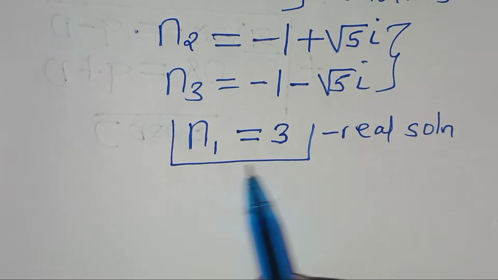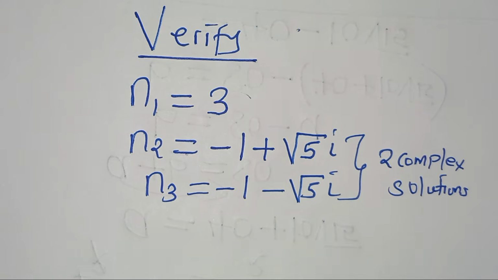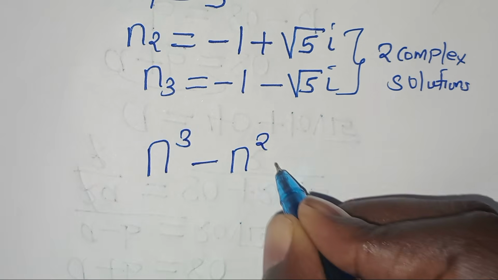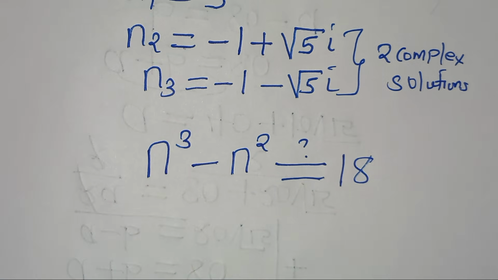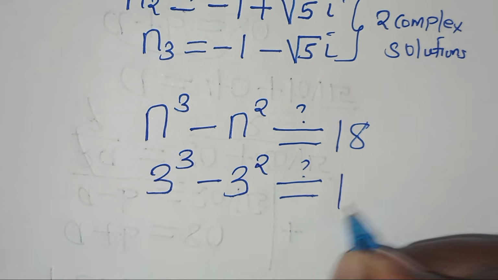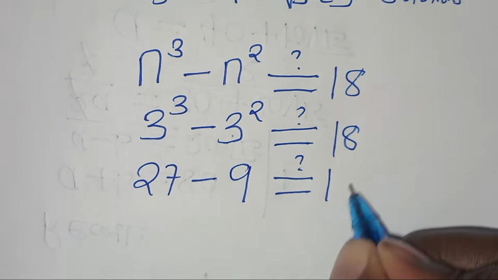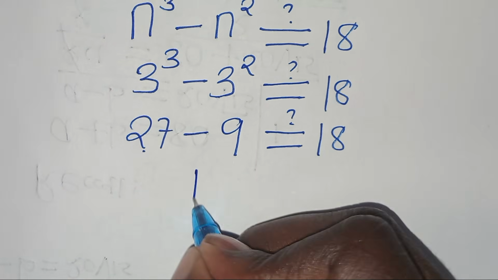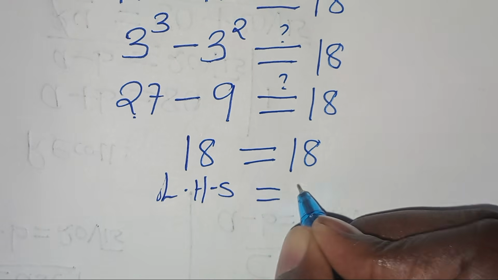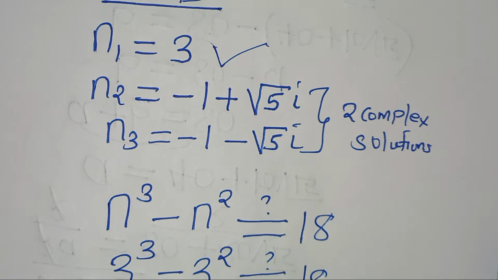Now the next step is to verify that this real solution satisfies the equation. If you recall, n to the power of 3 minus n to the power of 2 is supposed to give us a value of 18. So n is equal to 3, so we have 3 to the power of 3 minus 3 to the power of 2, which is supposed to give us 18. 3 to the power of 3 is 27, minus 3 to the power of 2, which is 9, and this should give us a value of 18. 27 minus 9 is equal to 18, which is equal to 18. So this implies that the left hand side is equal to the right hand side, and the real solution, which is equal to 3, satisfies the equation.